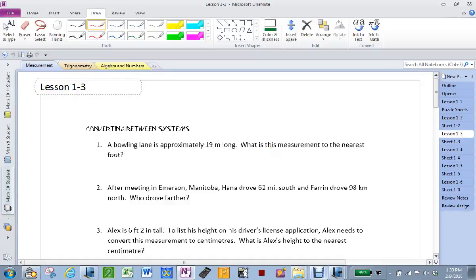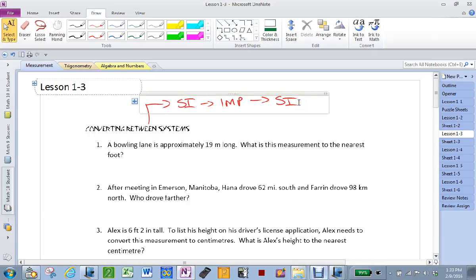Okay. So everybody's on this sheet? We are converting between systems. Between systems means we are going SI to imperial or imperial to SI. Up till now, we've kept everything in one system: feet to inches, centimeters to meters, right? Now we're going to go between the two.